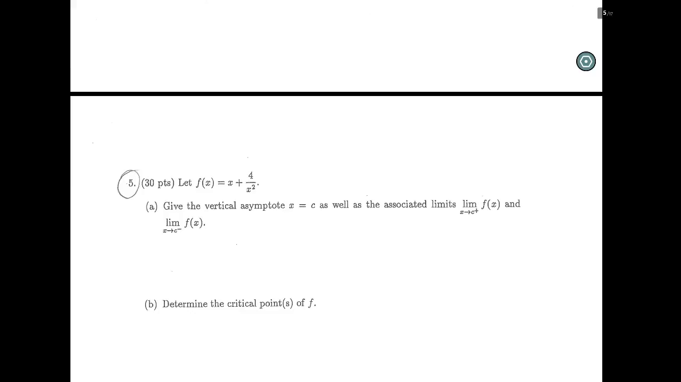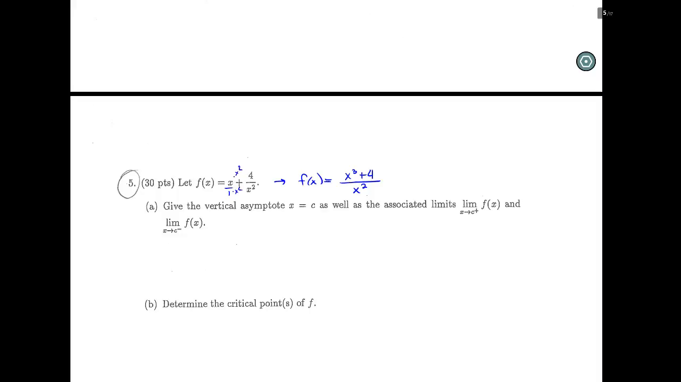Okay, here we have a function, x plus 4 over x squared. Give the vertical asymptote x equals c, as well as the associated limits approaching c from the left and c from the right. Well, first thing I would do is take our function and find the common denominator, which means I'm going to multiply by x squared on the top and the bottom. So I get f of x is equal to x to the third plus 4 all over x squared.